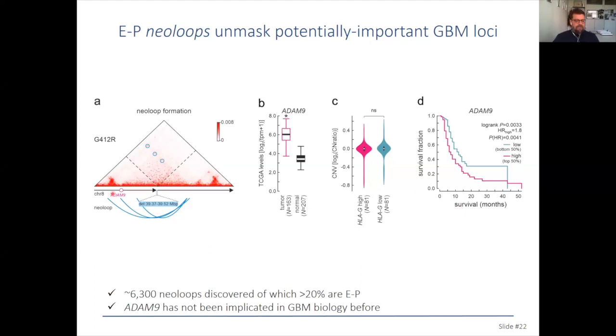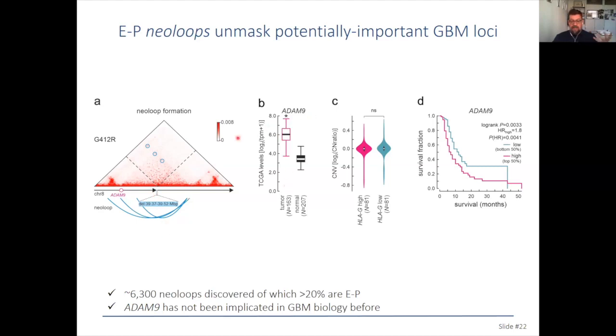Now I'm going to give you another example. Here's the ADAM9 gene, again, never really associated to glioblastoma biology. There are neoloops forming in its vicinity, two of them with a promoter, one that sort of encompasses and forms a new gene locus. This is because of the deletion here.